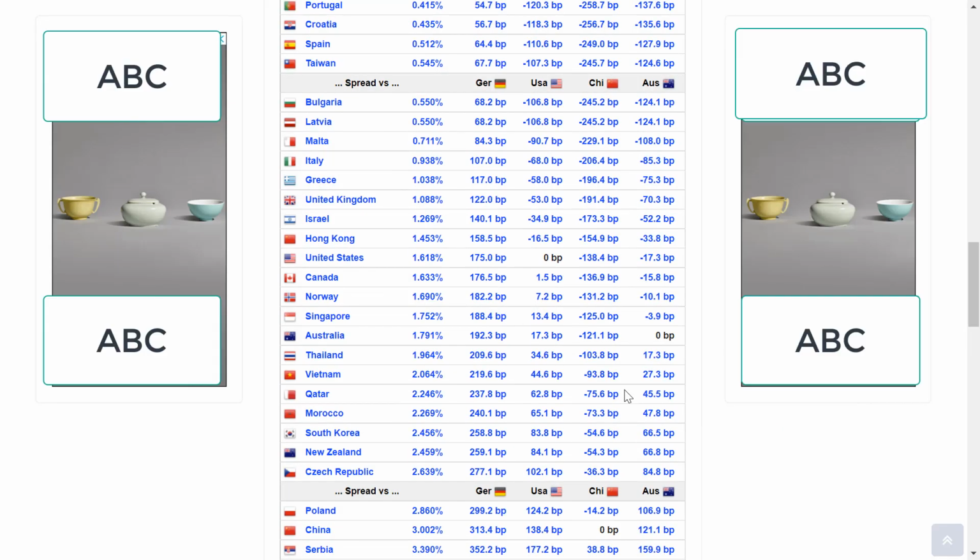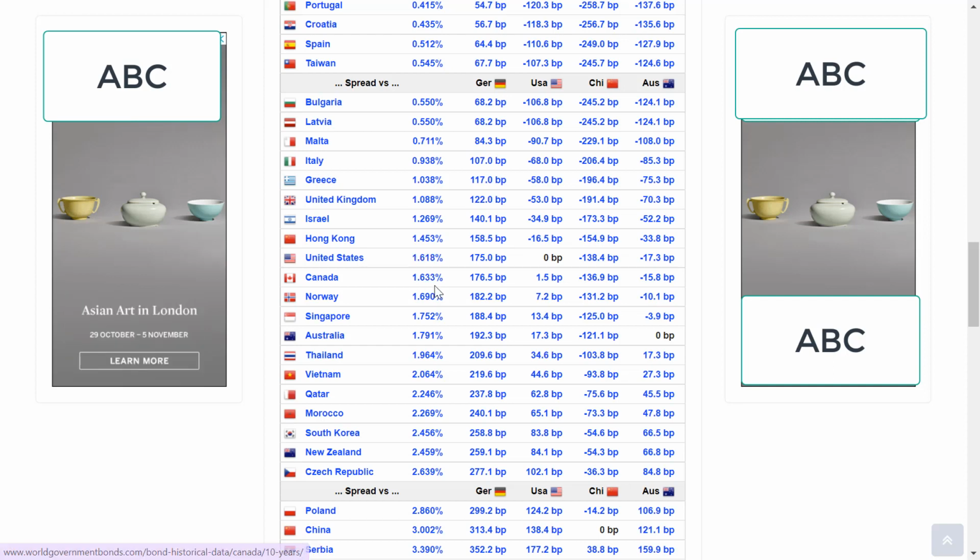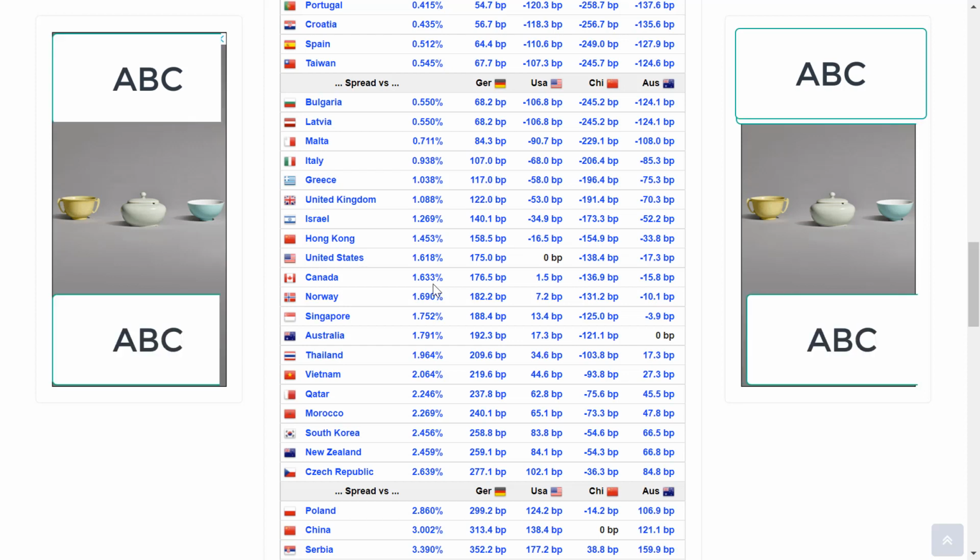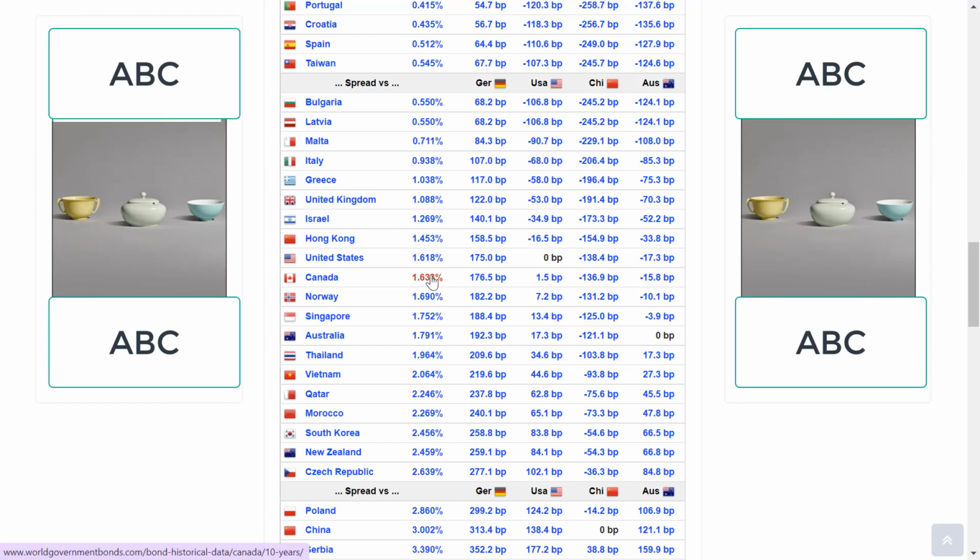Let me show you what I mean by that. The US 10-year government yield is 1.618%. Now, when we compare this yield to, let's say, Canada, the Canada 10-year government yield is 1.633%. That means Canada as a country as a whole has a 1.5 basis point risk as compared to US that it will default on its debt. So this default spread denotes the risk that Canada can default on its debt as compared to US.